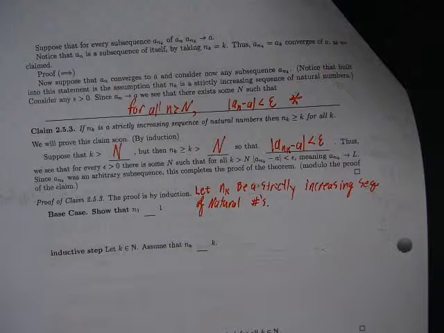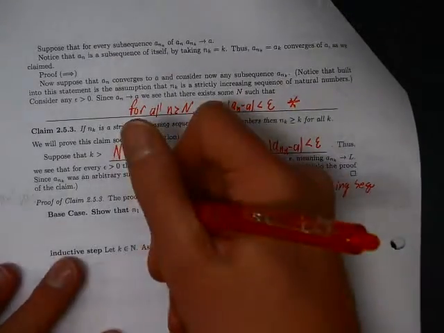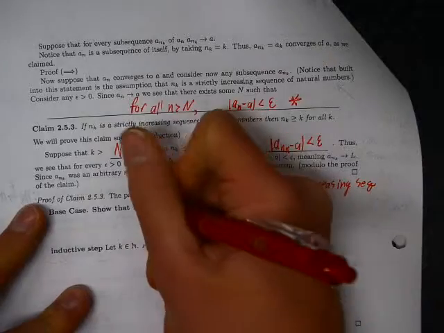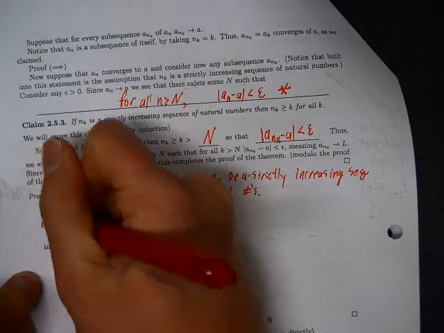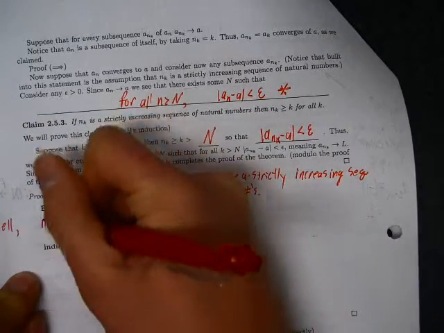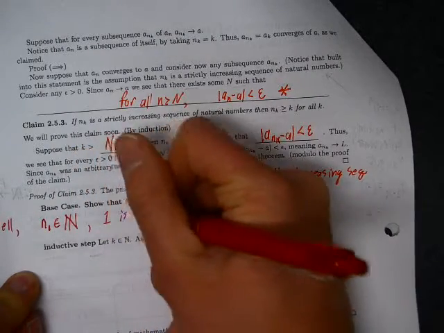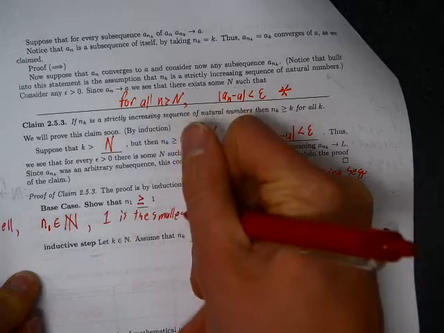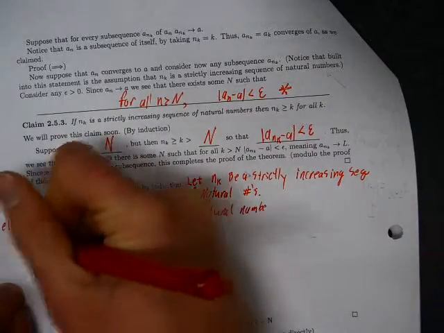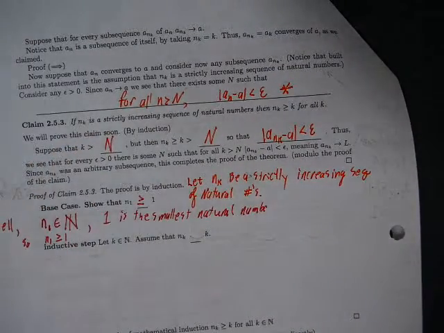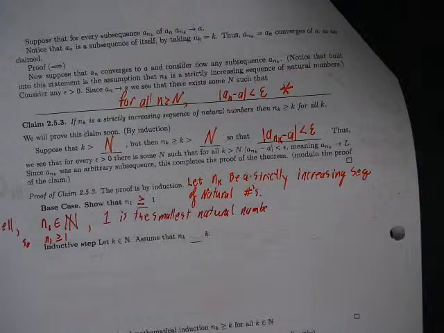Base case k equals 1. I need to show that n sub 1 is bigger than or equal to 1. Why should that be true? Yeah. n1 is in the natural numbers, and any natural number is greater than or equal to 1. So this is true because n1 is a natural number, and 1 is the smallest natural number. So n1 must be bigger than or equal to 1. Awesome. People feel pretty good about that?